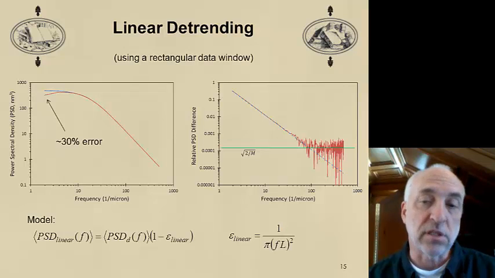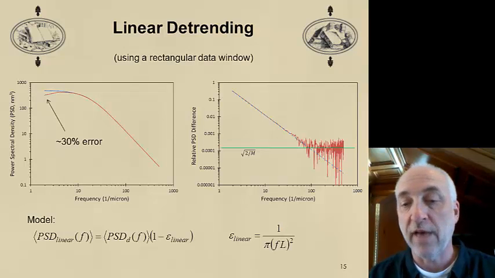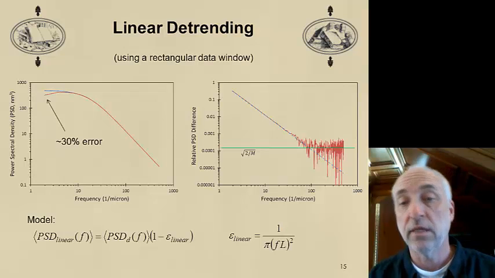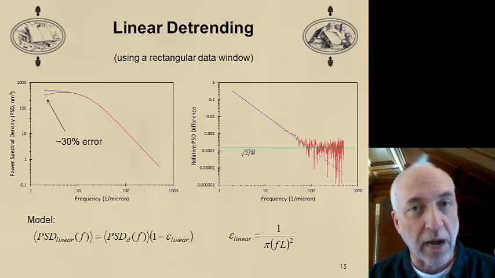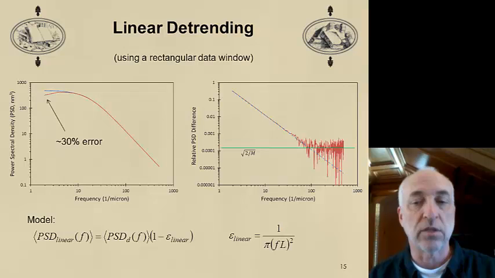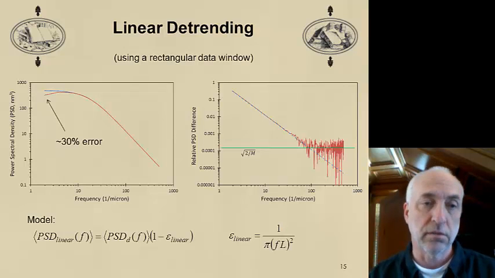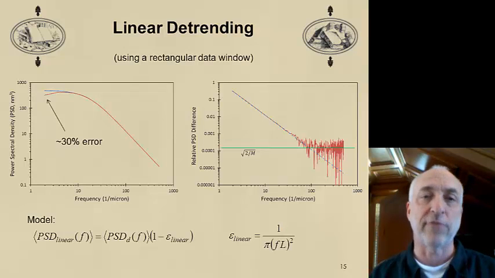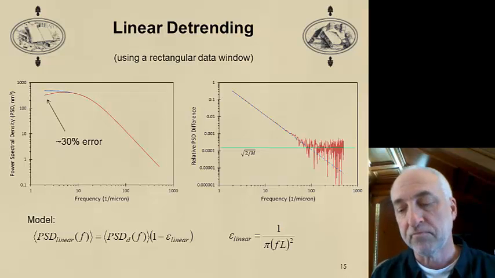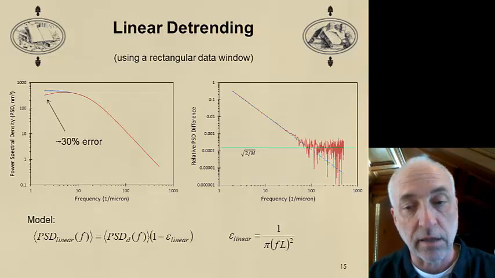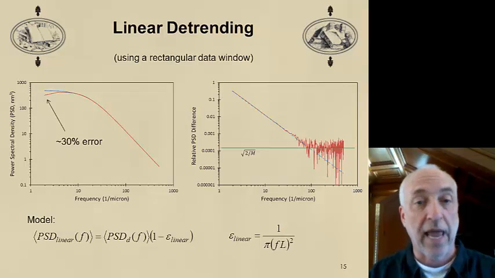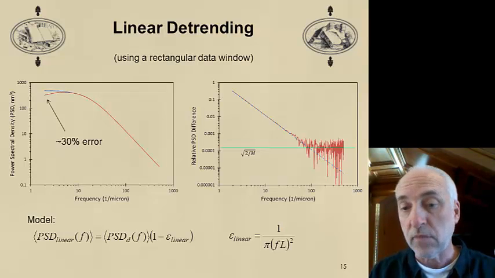For higher frequencies, it goes down. For example, when f equals 2 over L, I find the linear detrending error is 1 over 4 pi, which is about a 12th, or about an 8% error. Maybe still noticeable if I've averaged enough PSDs together. But certainly the 30% error is going to be significant whenever I'm averaging 10 or more PSDs together.